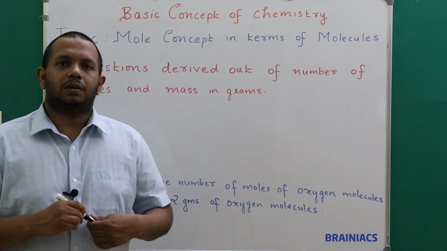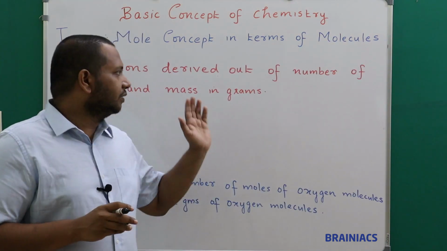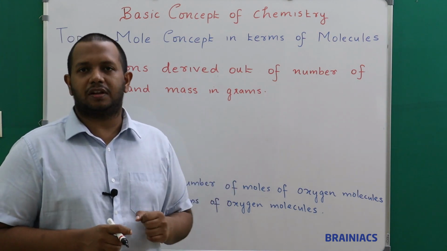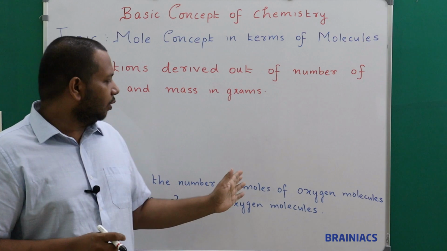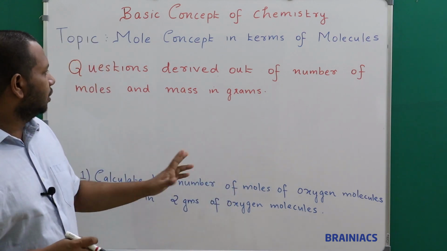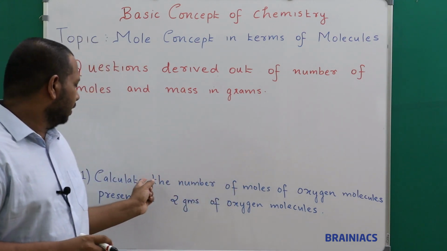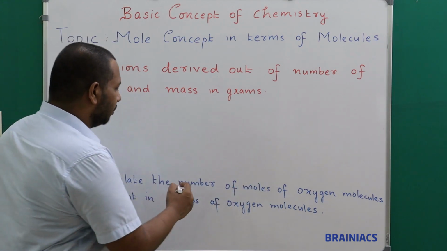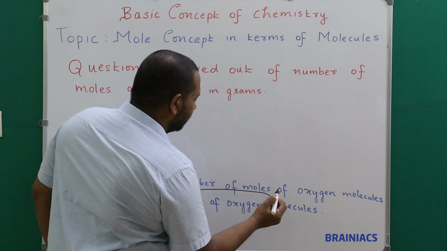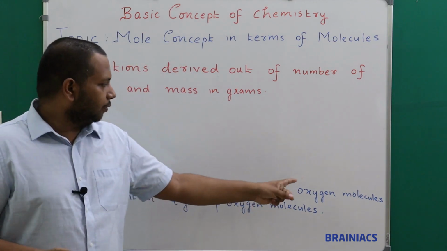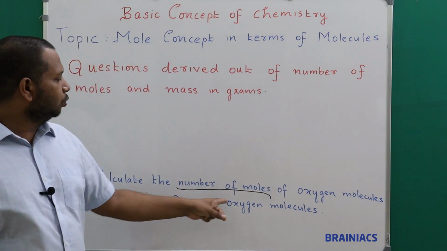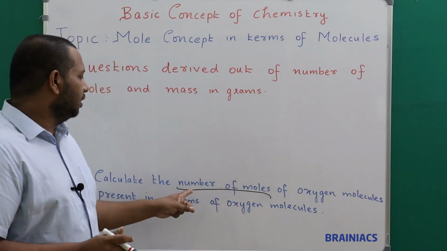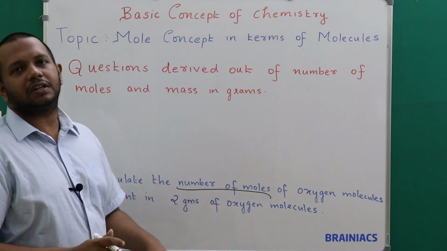Okay. So as discussed earlier during the discussion on the mole concept in terms of number of atoms, here also you can see which all terms I am trying to derive. Calculate the number of moles. So I want one of the terms as number of moles: the number of moles of oxygen molecules present in 2 grams of oxygen molecules. So that means the relation between number of moles and mass in grams.